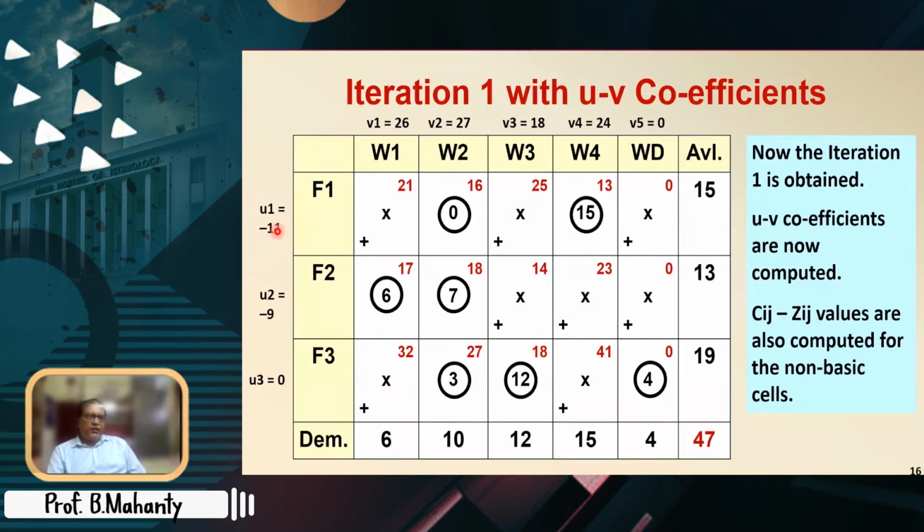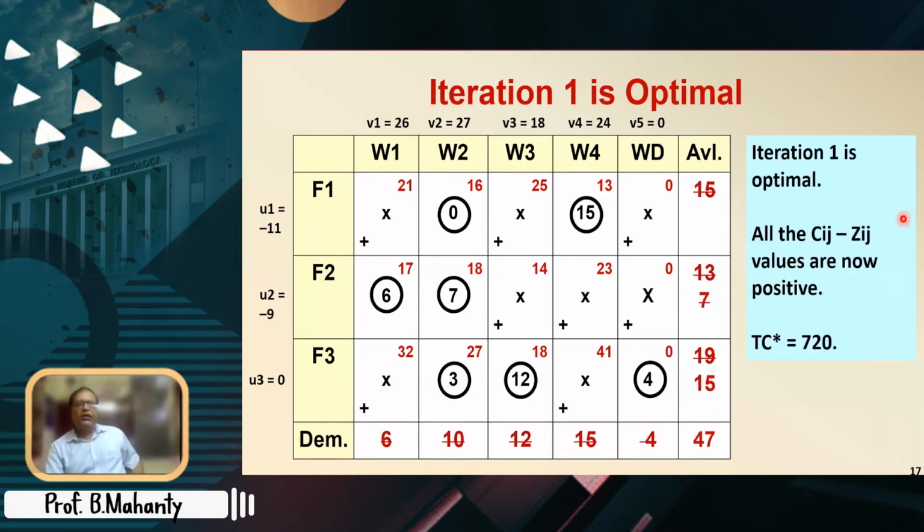So 21 minus of -11 minus 26 plus 25 minus and minus plus 0 minus of -11, so plus. So ultimately, we find all of them are plus. That means the solution obtained from the VAM is optimal itself. So iteration 1 itself is optimal, and this is the final solution, and we say that all the Cij minus Zij values are now positive.